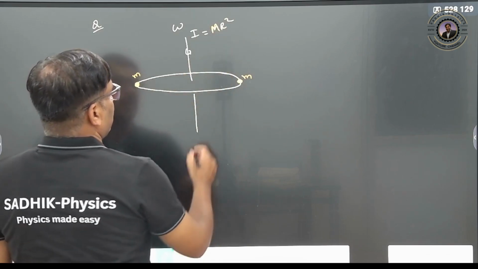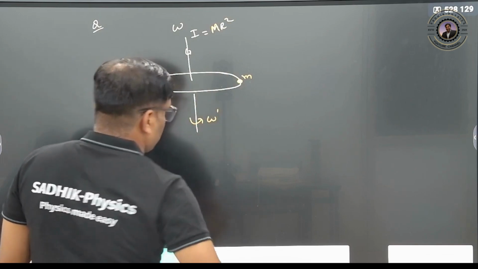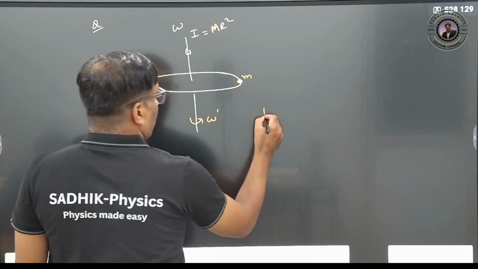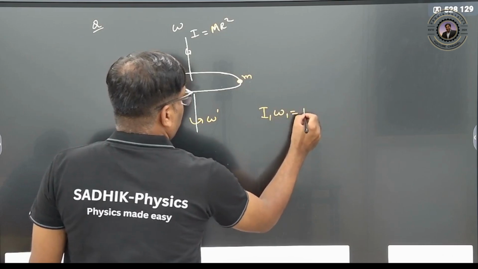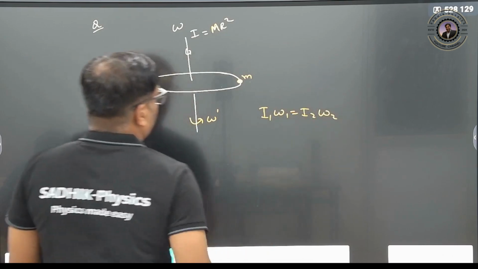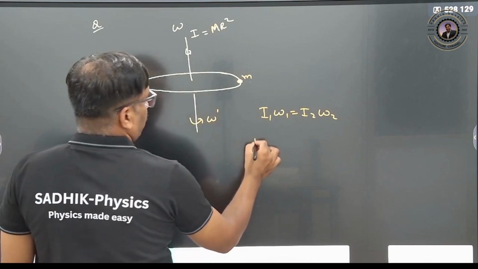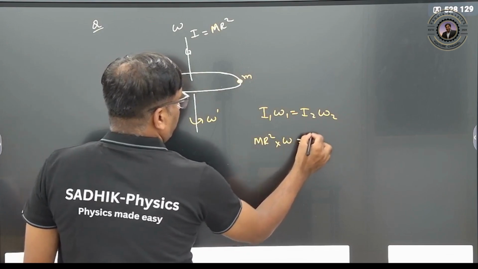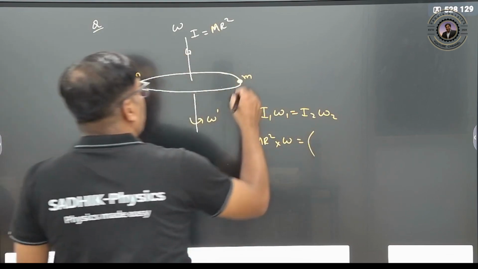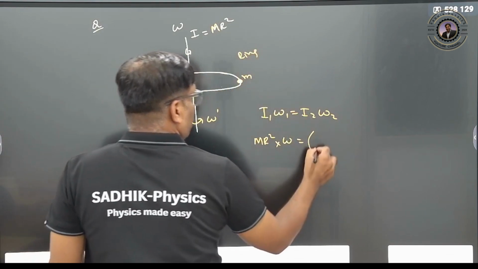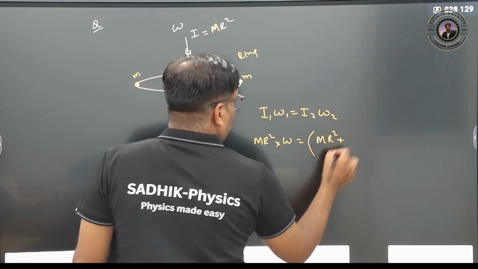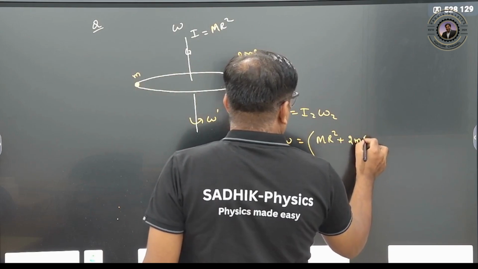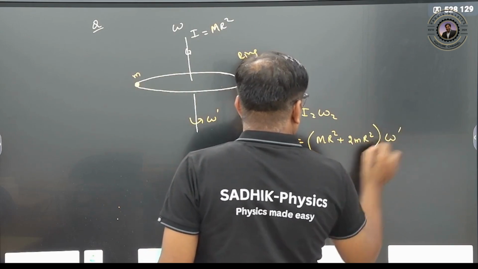When it is kept gently, its angular velocity changes. We want to calculate the change in angular velocity. Therefore again you can write I1 omega 1 is equal to I2 omega 2. So I1 is M r square into omega. For I2, the ring is rotating, so capital M into r square plus two masses, 2m into r square, into omega dash.